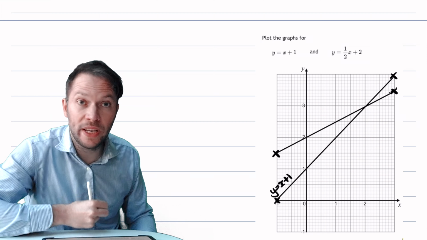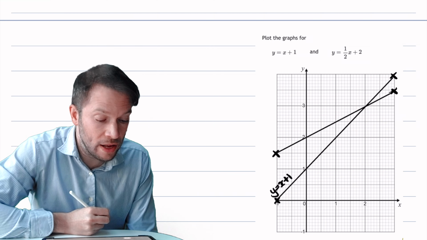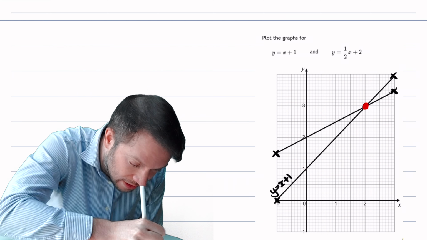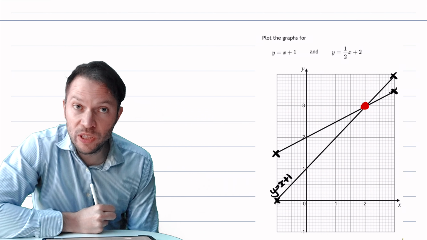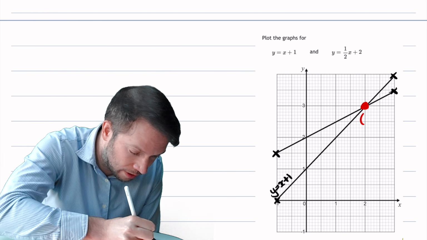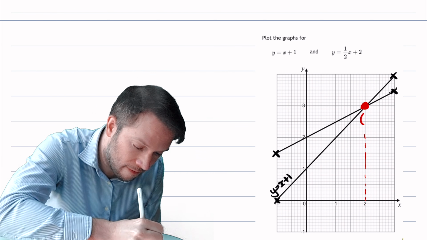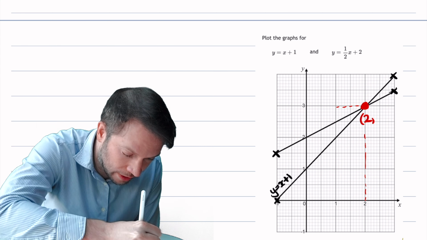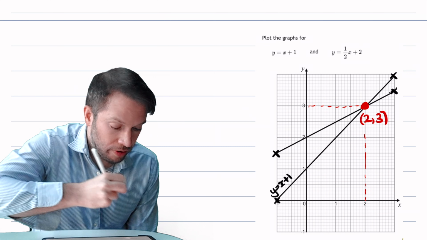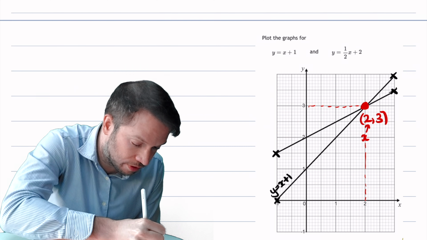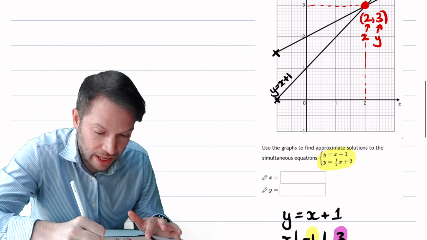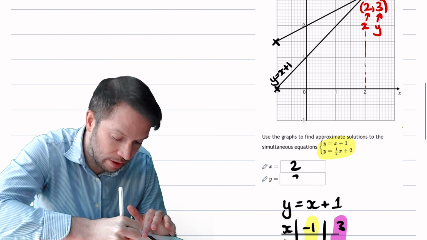As I said, we need to find the point where these two graphs cross. Well, you can see these graphs intersect at this point here. And then we just need to read off the value of x and y. The x value here we can see is 2, and the y value we can see is 3. So we get the coordinate 2, 3. This was the x value, this was the y value, and that is a solution to these simultaneous equations. x is equal to 2 and y is equal to 3.